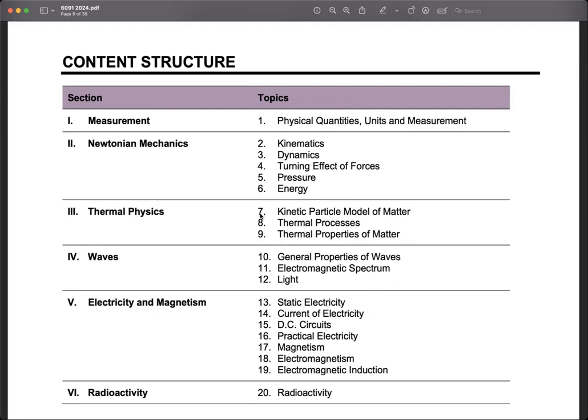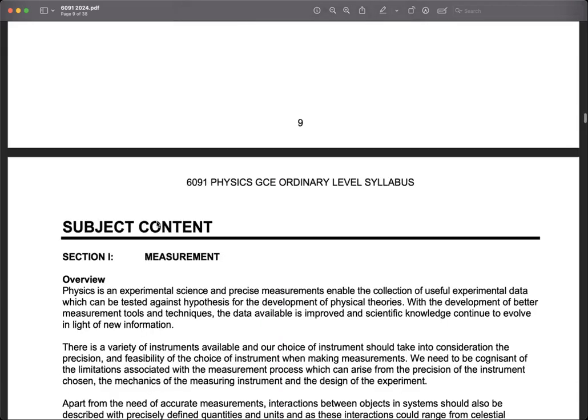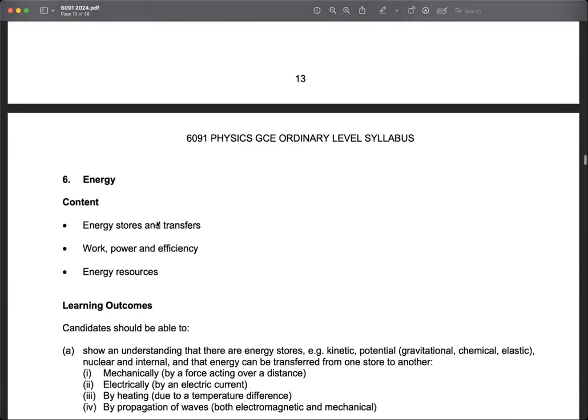You're also going to learn thermal processes. Thermal processes would be things like how you heat things up, how your object changes state and so on. Then you're also going to talk about thermal properties of matter. So these 3 topics have to do with thermal physics. Let's skip to chapter 7.